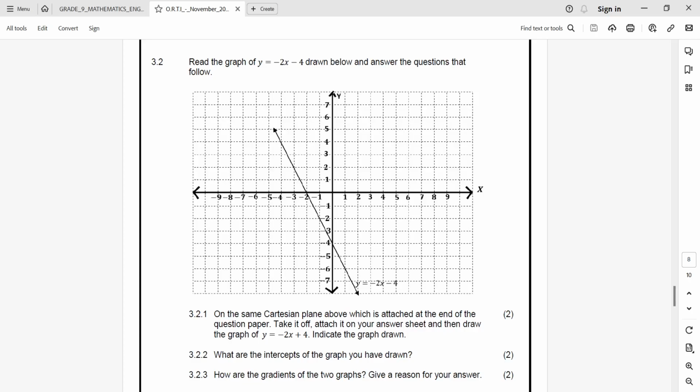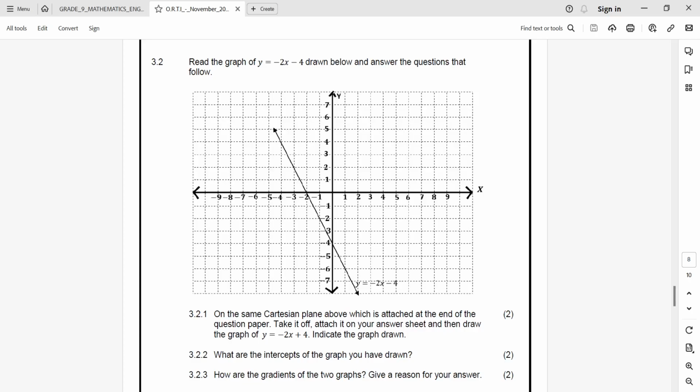The graph passes through -2 as x and also -4 as y. And then the first question says, on the same Cartesian plane above, which is attached at the end of the question paper, take it off, attach it on your answer sheet, and then draw the graph of y = -2x + 4 and indicate the graph drawn. What do they mean, indicate the graph drawn? I suppose they should be saying indicate the intercepts of the graph drawn.